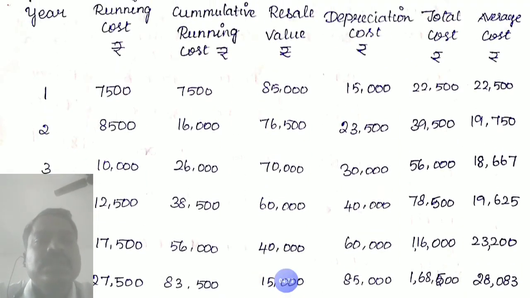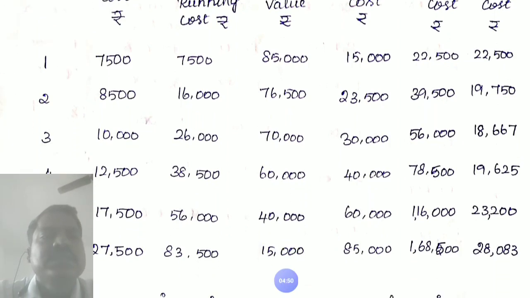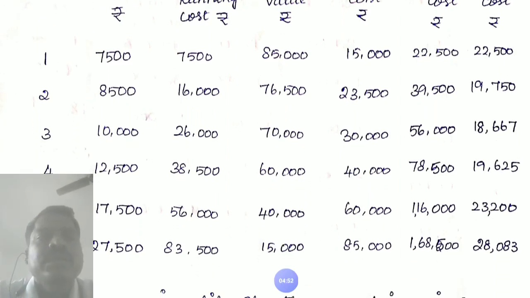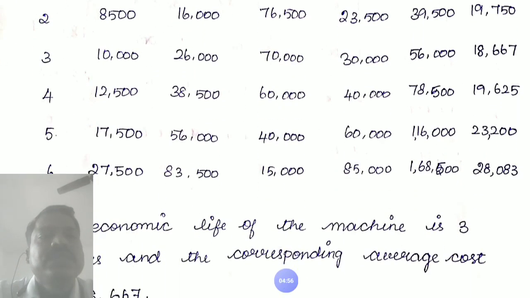Then third year running cost 10,000 and cumulative running cost 26,000. Resale value 70,000. Depreciation cost 30,000. Total cost 56,000 and average cost 18,667. Now fourth year, fifth year, sixth year and so on.